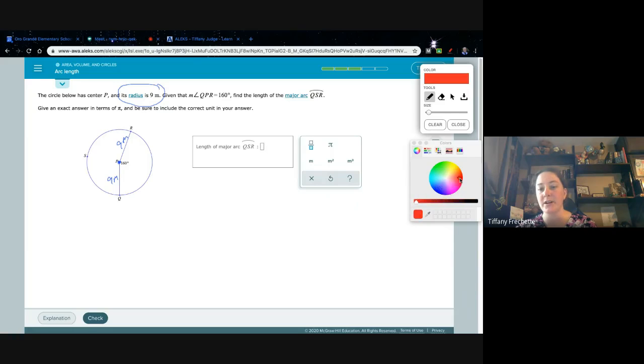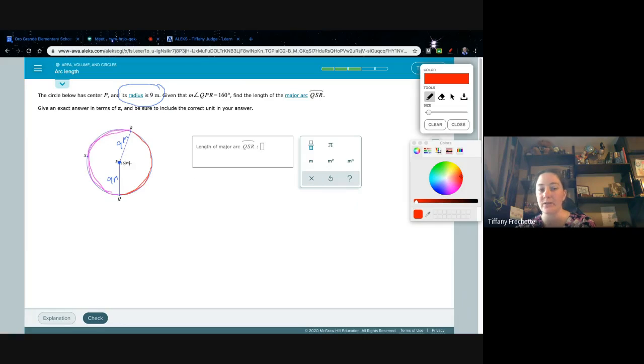So remember, major arc, all that means is they talked about QPR. So here's the minor arc right here. So this is our minor arc. The major arc, which we'll do in kind of a hot pink here, is the back side of the angle that they were talking about. So it's going backwards. So it's this major or larger arc. Okay. So what we need to know is, what is the degree measure of the major arc?